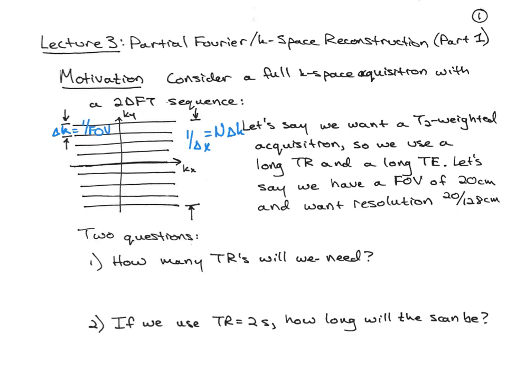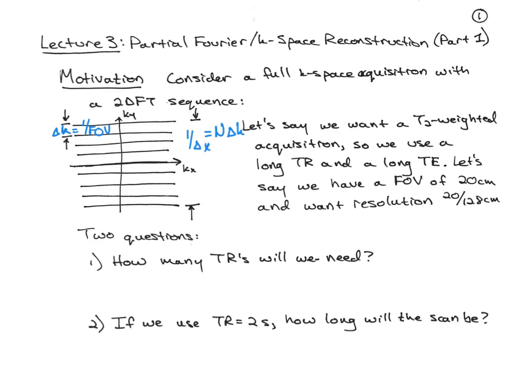Now let's further say that what we want here is a T2 weighted acquisition. It's very common to acquire both T1 and T2 weighted acquisitions in a given patient scan. So for a T2 weighted acquisition, we want to use a long TR to minimize the T1 weighting and a long TE to maximize the T2 weighting. Let's say then further that we have a field of view of 20 centimeters, which is reasonable for brain imaging, maybe even a little bit small, and we want a resolution of 20 over 128 centimeters. So that's a matrix size of 128 by 128.